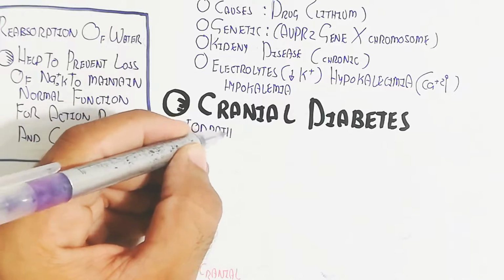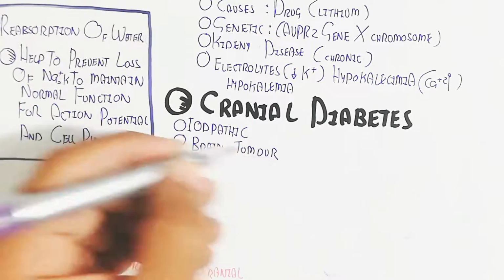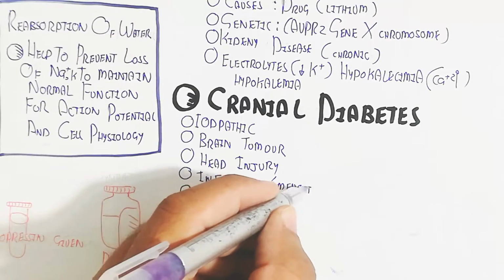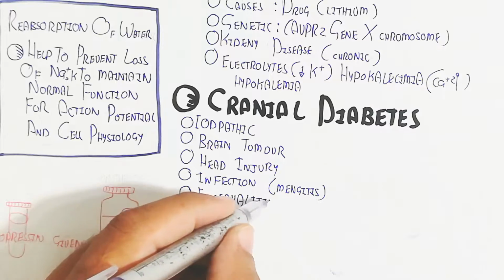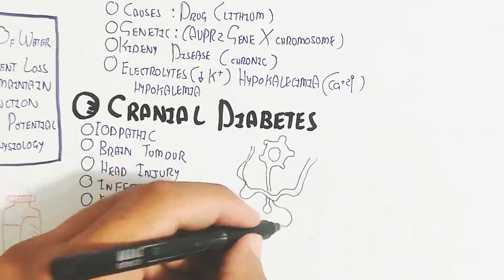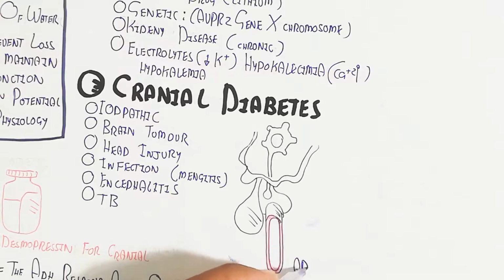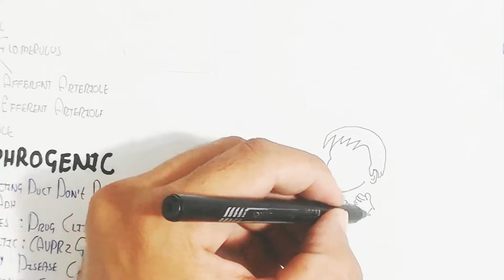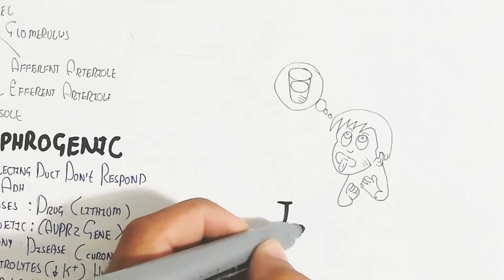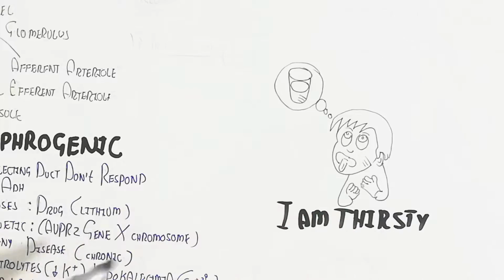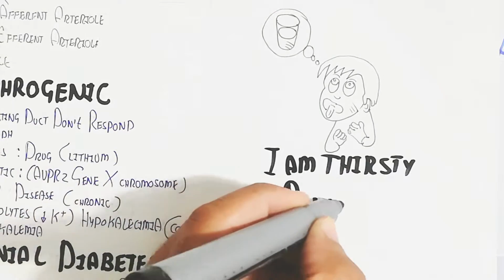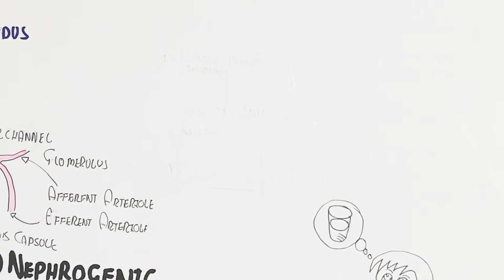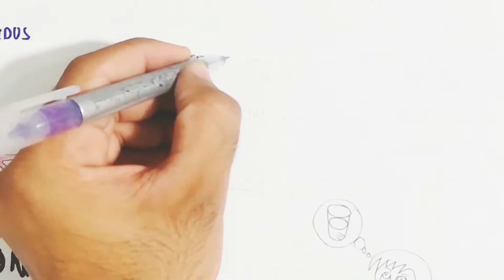Cranial diabetes is due to idiopathic causes, brain tumor, head injury, infection, meningitis, encephalitis, and TB. This is due to dysfunction of the pituitary gland, the neurohypophysis. So there are a lot of problems that can be created by this, not only diabetes insipidus. Let's begin to understand further. I am thirsty. The person will have polyuria, and due to this polyuria, the person will become thirsty.